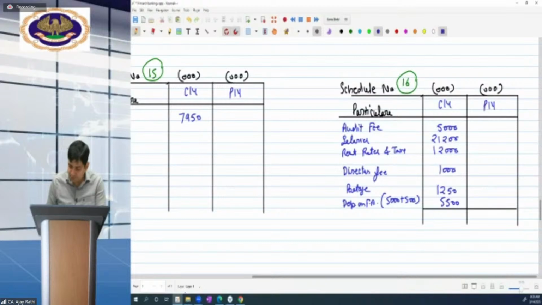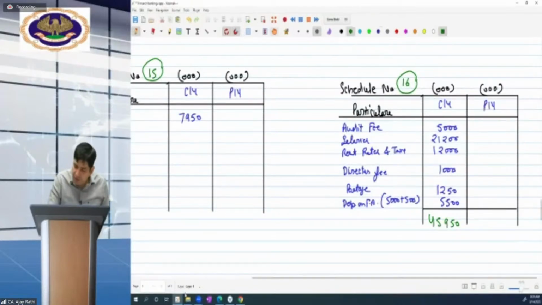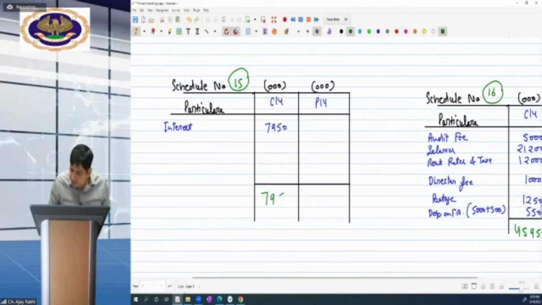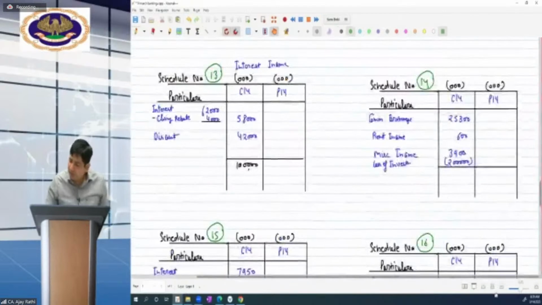Please send me the total. 5,000 plus 21,200 plus 12,000 plus 1,000 plus 1,250 plus 5,500. That is 45,950. Now beta, schedule number 15. There is only a single figure, that is 7,950. Next one, schedule number 14. 25,300 plus 600 plus 3,900 minus 2 lakh.